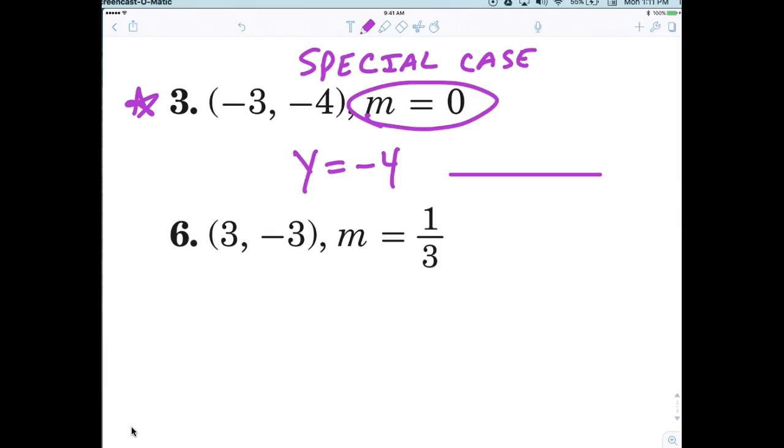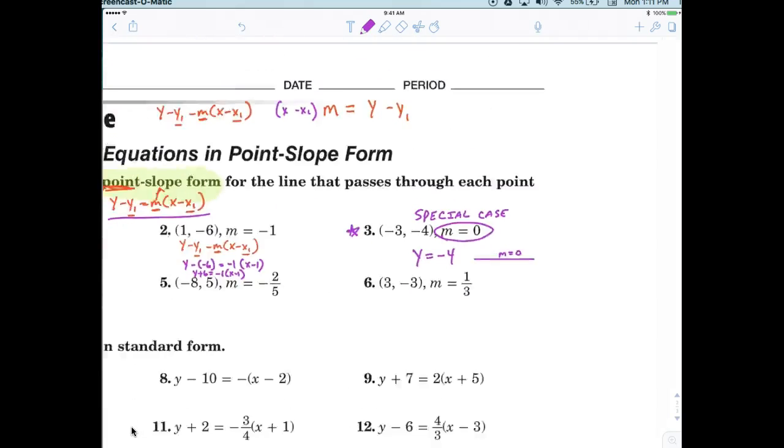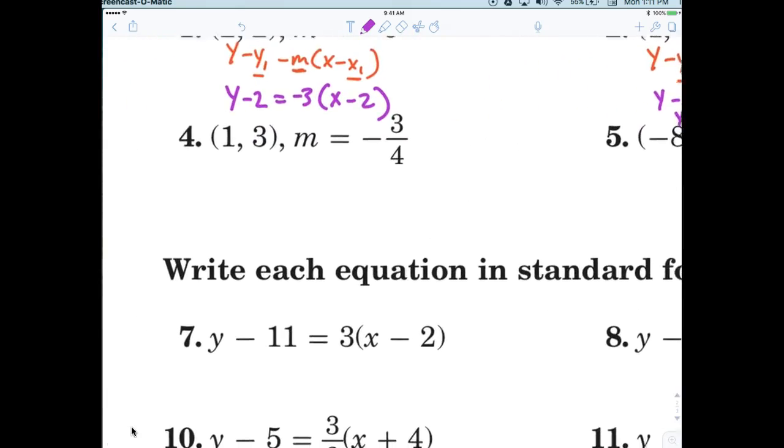The slope is a horizontal line, right? With m equals 0. You with me? If the slope is 0, it has to be a horizontal line. All right, now let's see how I did.